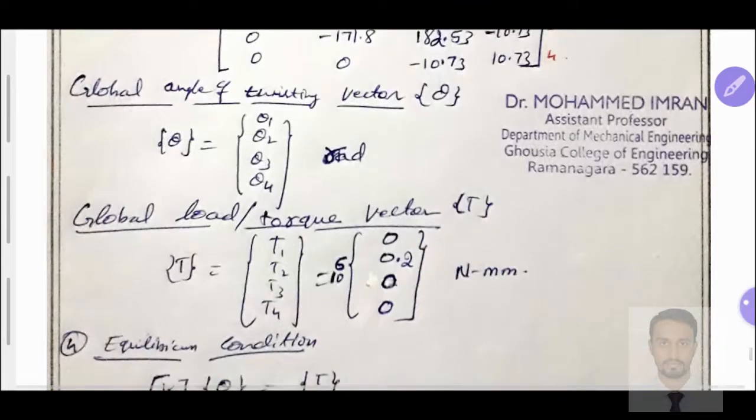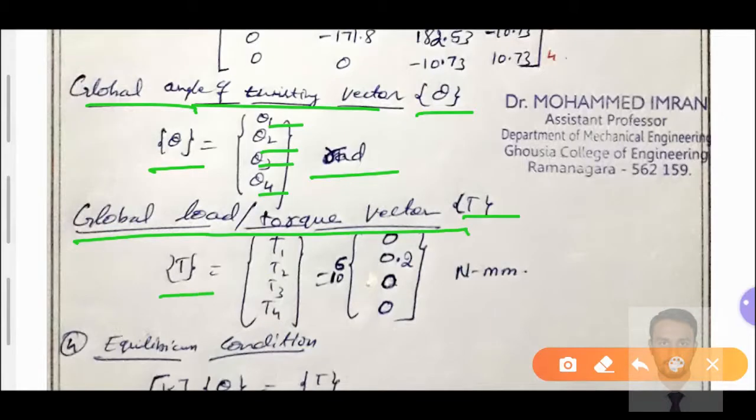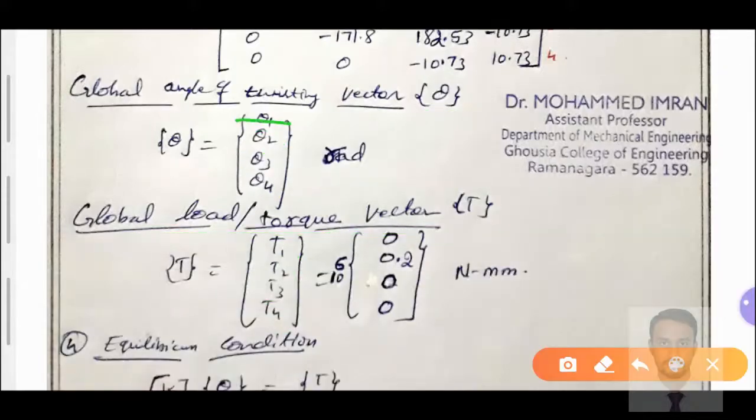After getting the global stiffness matrix, get the global angle of twist vector theta, which equals theta 1, theta 2, theta 3, theta 4 in radians. The global load vector T equals T1, T2, T3, T4. See here: theta 1 at node number 1, theta 2 at node number 2, theta 3 at node number 3, theta 4 at node number 4.